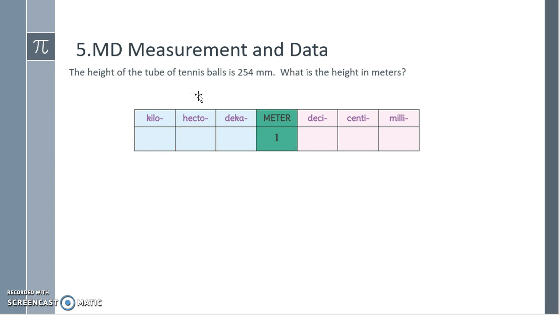The height of the tube of tennis balls is 254 millimeters. What is the height in meters? This time we are going from millimeters to meters. So we will need to divide because meters are larger than millimeters, or millimeters are 1,000 times smaller than meters. So 254 millimeters divided by 1,000 is 254 thousandths of a meter.